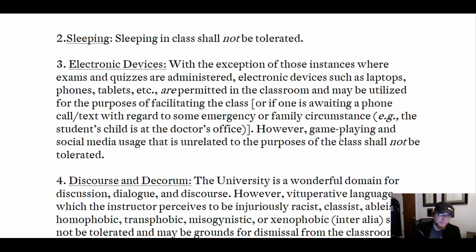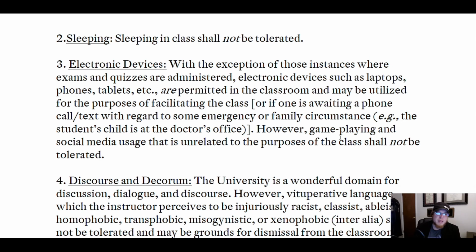Next one, sleeping. Don't do it in class. If you're tired, I would rather you stay home and take a nap than come to class and fall asleep. Electronic devices. With the exception of those instances where exams and quizzes are administered, everything will be online, but I'm still going to put this in here anyway, just in case something happens.